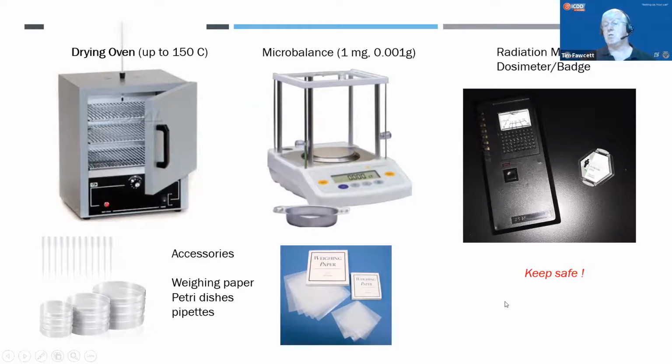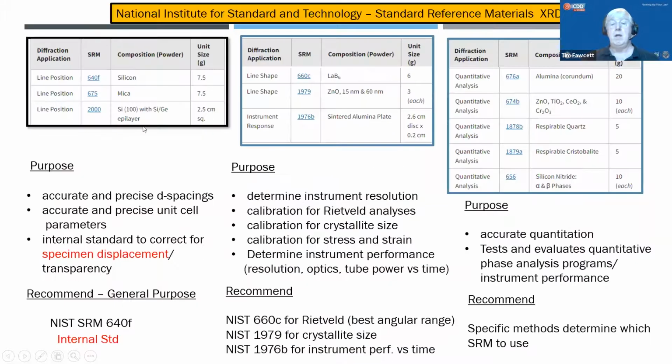Because of the wide use of medical x-rays, you can get these meters fairly inexpensively, and there's a wide variety of different ones you can get. Then we also recommend that in the lab, you have some of the NIST reference material standards to calibrate your measurements and calibrate your experiments.